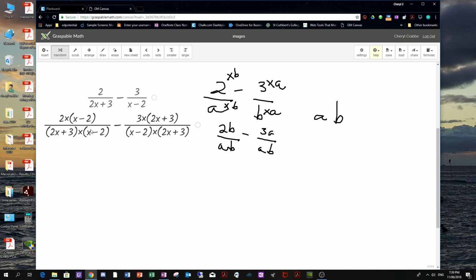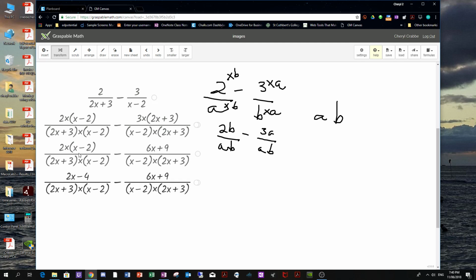So now we've got this expression that's over the common denominator, and I've multiplied the top and the bottom. Some people talk about it as cross-multiplying of some sort, but that's really not what you're doing. And then we've got this. So the next step, obviously, is to multiply this across that, so you get 6x plus 9, and multiply this across that, and you're going to get 2x minus 4 and 6x plus 9.